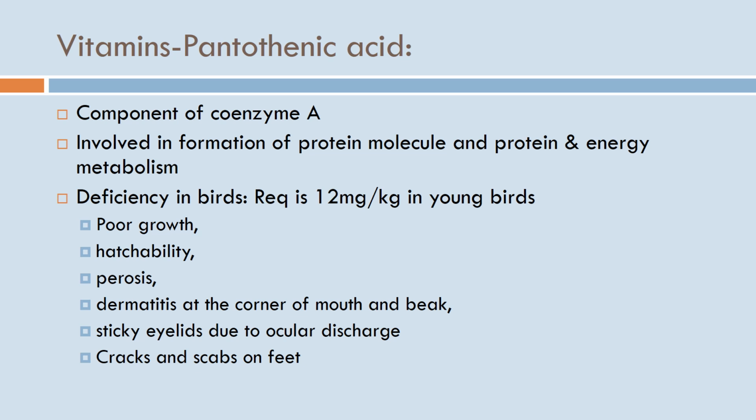Pantothenic acid, it's a component of coenzyme A and involved in the formation of protein molecule and protein and energy metabolism. So this vitamin is required in bird at the rate of 12 milligram per kg. Its deficiency may lead to the major signs. They are paralysis, dermatitis at the corner of mouth and beak, sticky eyelid due to ocular discharge, crack and scabs on the feet. These are some of the common signs due to the deficiency of pantothenic acid, or in general, we say the deficiency of coenzyme A.